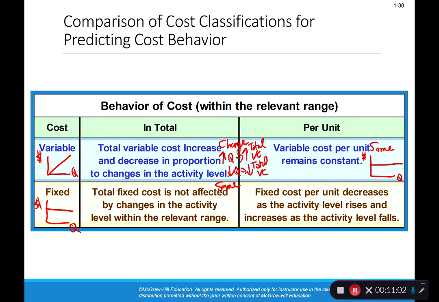And then fixed costs stay the same in total. So what's the opposite of that? Well, on a per unit basis, they change, and the relationship is inverse. So as quantity goes up, the fixed cost per unit is going to go down. And as quantity goes down, the fixed cost per unit goes up.